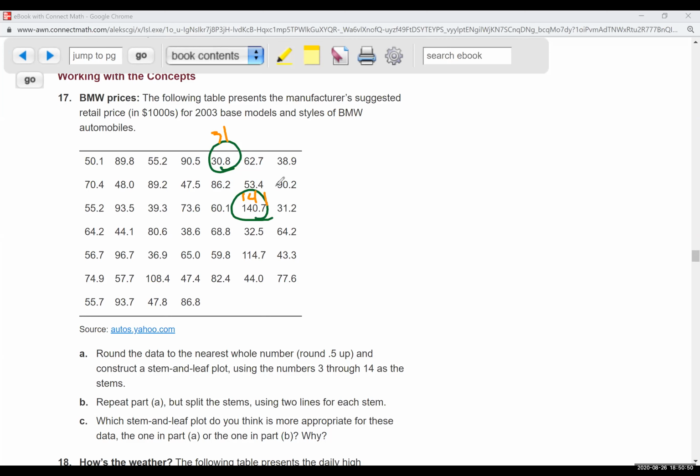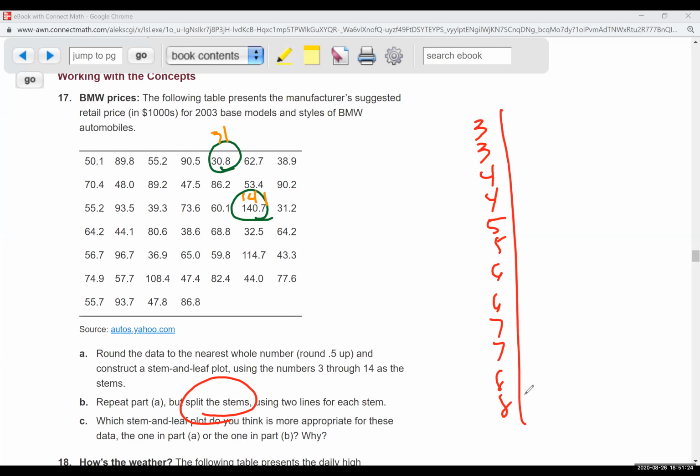Since the lowest is 31 and 141, if you write your stem and leaf, letter B, split the stems. What you're going to do is double all the numbers from 3 to 14. So you should have 3 and 3, 4 and 4, 5, 5, 6, 6, 7, 7, 8, 8, up to 14, 14. So that's how you split it.